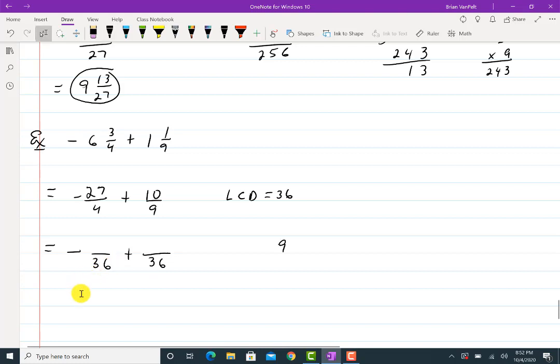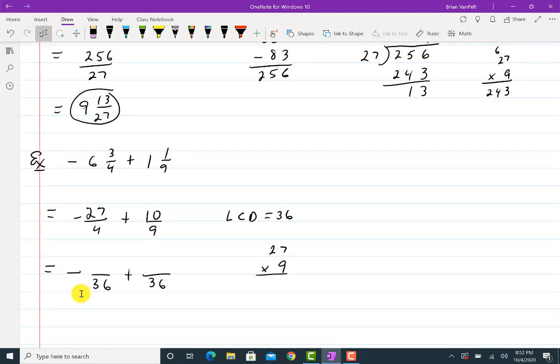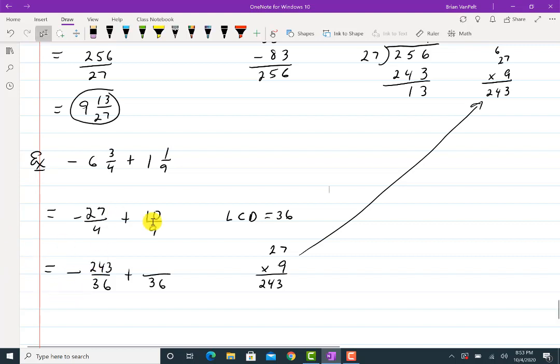So 9 times 27. Did I do that one up there? Look at this. Isn't that cute? 243. And then the other one's easier. To turn 9 into 36, I had to multiply by 4. 4 times 10 is simply 40.